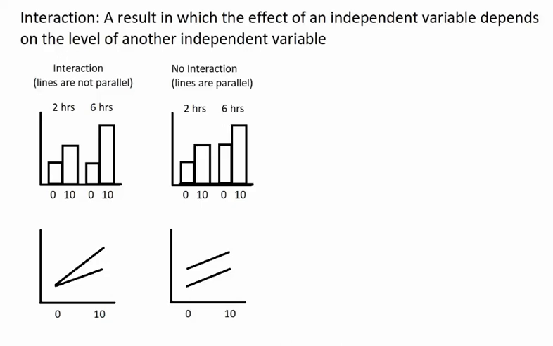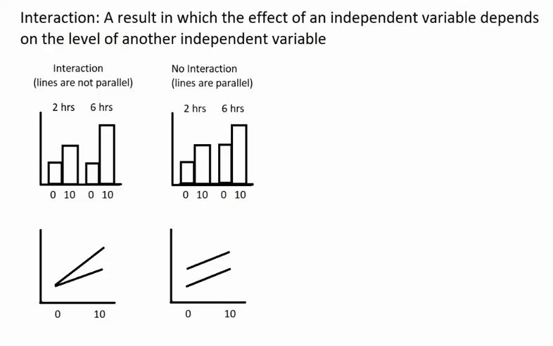So an interaction is a result in which the effect of an independent variable depends on the level of another independent variable. And an interaction can be found in a factorial design, but it can't be found by running two separate experiments. And that's really the advantage of a factorial design that I'm trying to get at here: in a factorial design, you can look at whether an interaction exists, but you can't do that by running two separate experiments.